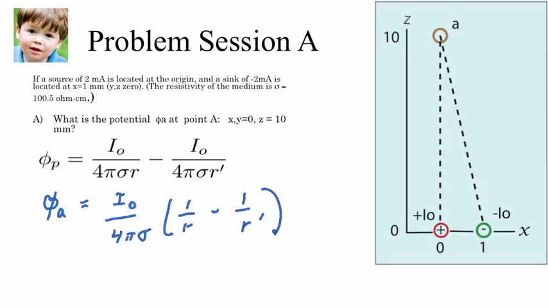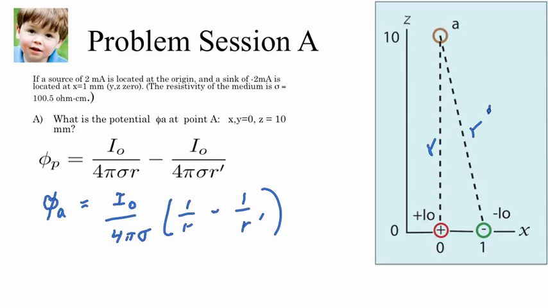If we go over to our diagram and ask how much is r and how much is r prime: r is the distance from field point A, where we're computing the potential, to the source. That's distance r. R prime is the distance from the field point A to the sink.